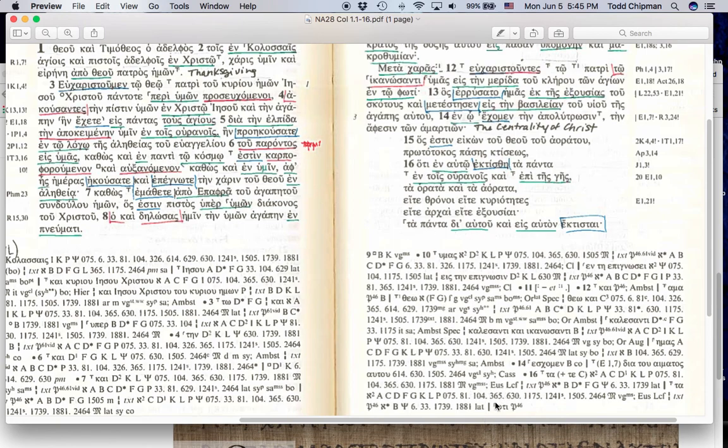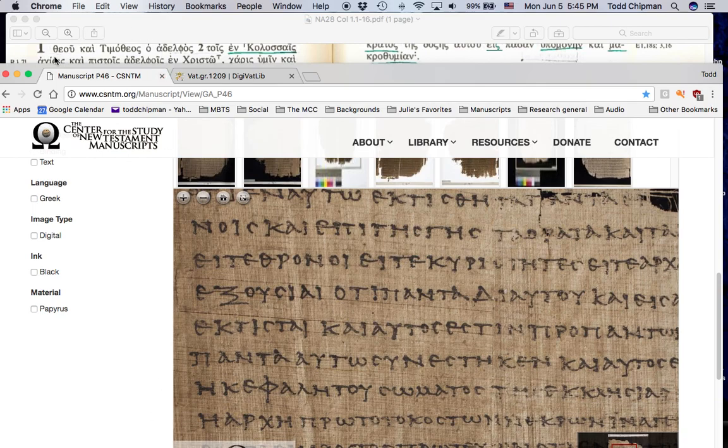Hoti, that or because, all through him and for him. The word hoti is extremely flexible and would begin here in the mind of the scribe of P46 to begin this clause, because the all through him and for him was made, or an explanatory hoti, that is, the all through him or for him is some kind of an emphatic idea. But hoti in P46, let's take a look at that here for just a moment.